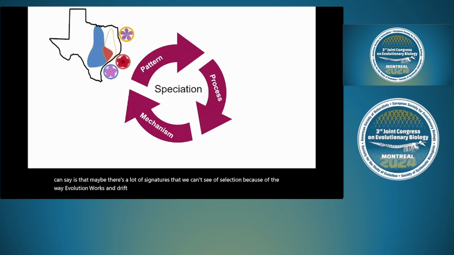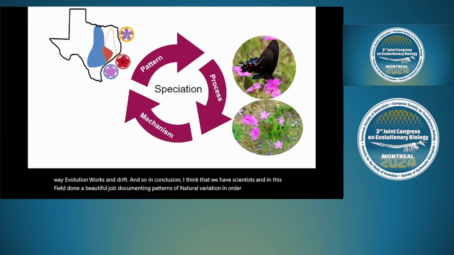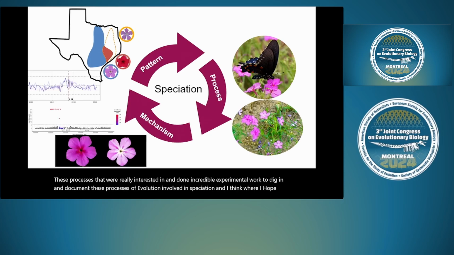And so in conclusion, I think that we have, as scientists in this field, done a beautiful job documenting patterns of natural variation in order to understand these processes that we're really interested in, and done incredible experimental work to dig in and document these processes of evolution involved in speciation. And I think where I hope to see the field go is a deeper understanding of the mechanisms underlying some of this phenotypic variation, so then we can link with empirical data how these mechanisms are leaving patterns in genomic data.